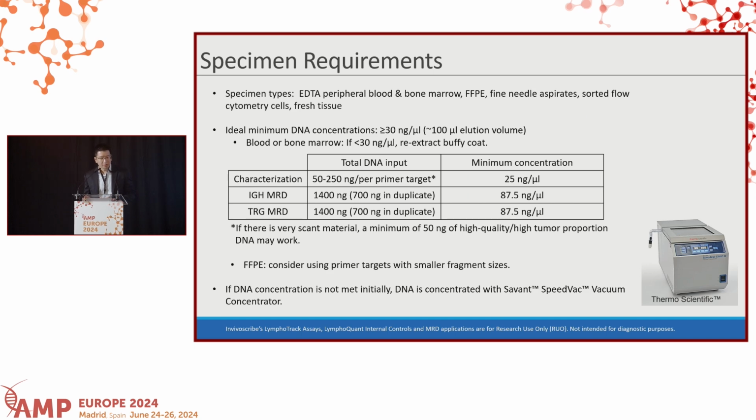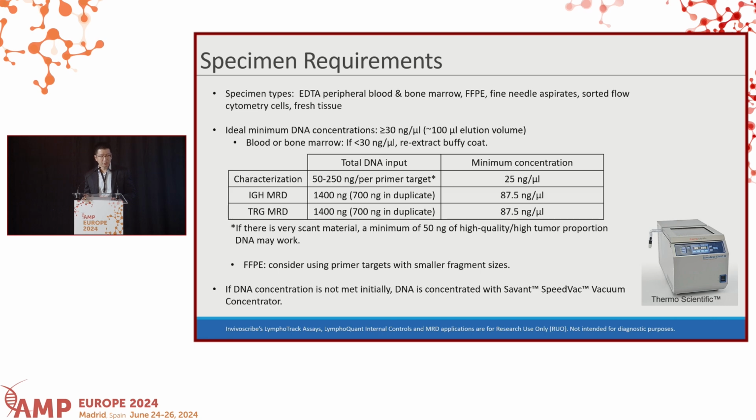The types of samples that we test are EDTA peripheral blood and bone marrow, for which we usually use 300 to 350 microliters of heme sample to extract. Other types of samples include FFPE, fine needle aspirates, sorted flow cytometry cells, and fresh tissue. The ideal minimum DNA concentration is greater than or equal to 30 nanograms per microliter at about 100 microliter elution volume. If the blood or bone marrow is less than 30 nanograms per microliter, we automatically extract the buffy coat by spinning down the heme sample in an attempt to concentrate the white blood cells.